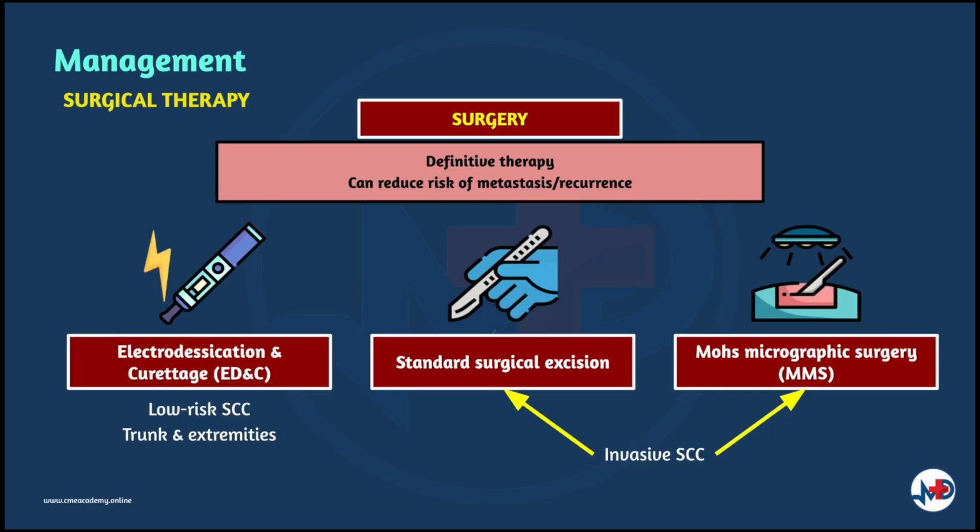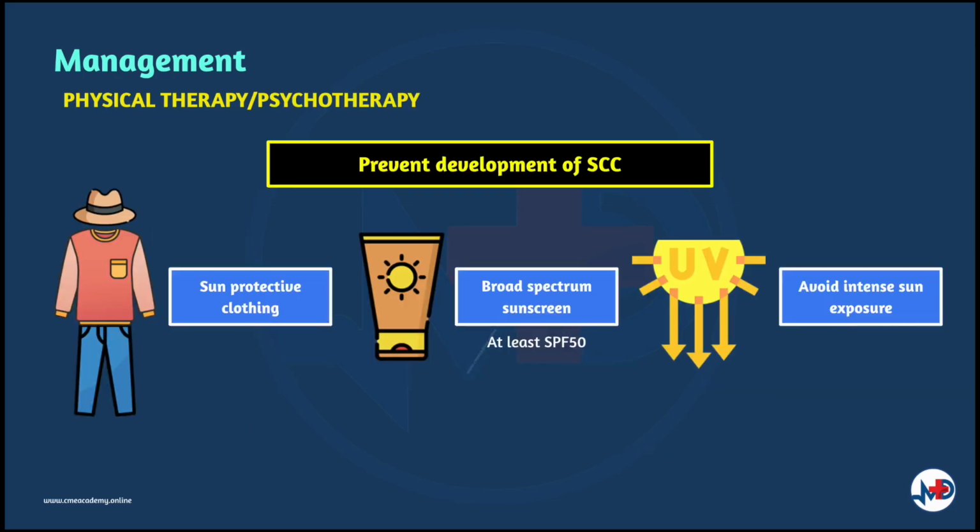Surgical therapy is the definitive therapy for squamous cell carcinoma, and it is to reduce risk of metastasis and recurrence. Low-risk squamous cell carcinoma which are present at the trunk or extremities can be removed by electrodesiccation and curettage, while invasive squamous cell carcinoma requires surgical excision and Mohs micrographic surgery. To prevent the development of squamous cell carcinoma, one should wear appropriate sun protective clothing and use broad-spectrum sunscreen with at least SPF 50. They should avoid intense sun exposure too.